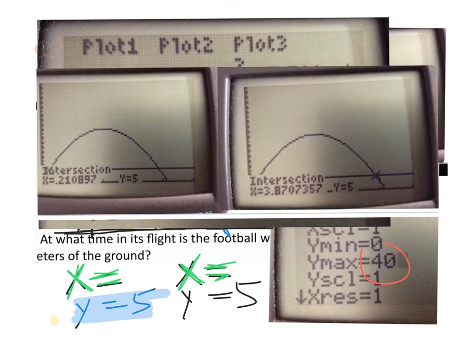So it looks like here, at about 0.2 seconds into the kick, and at about, if they ask you to round to the nearest tenth, 3.9 seconds into the kick, the ball is going to be 5 meters off the ground. So that's why that particular question had 2 answers.